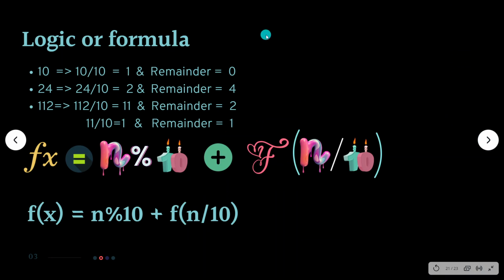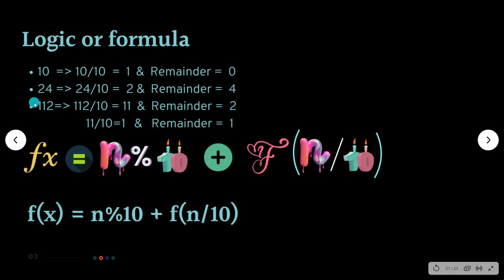In the first video of recursion I mentioned that first we have to find the formula or the logic. So we can create the formula from logic. The logic is, we have a number like 10, we divide it by 10, so we get an answer and a remainder. Here we get answer 1 and remainder 0. When we add 1 plus 0, our output is 1.